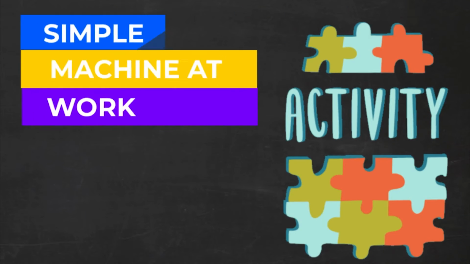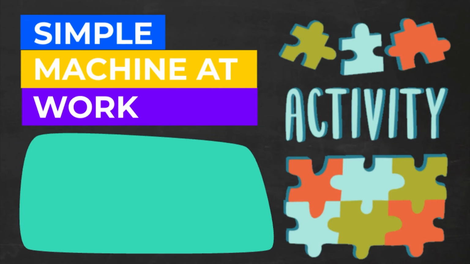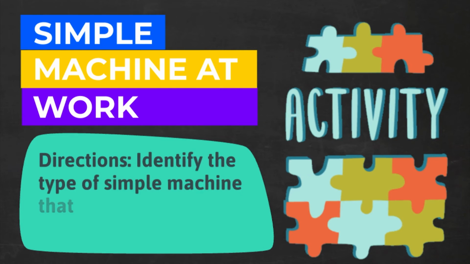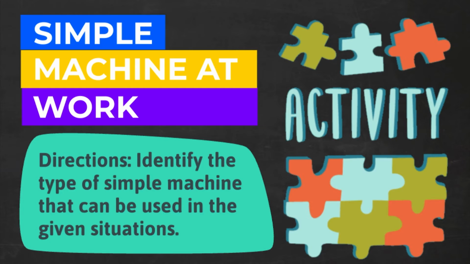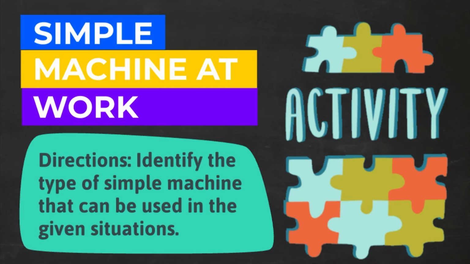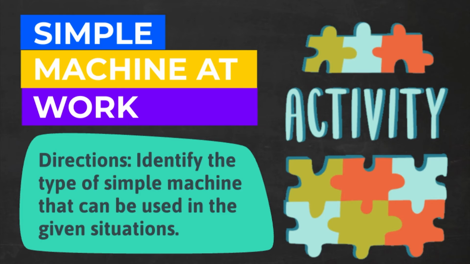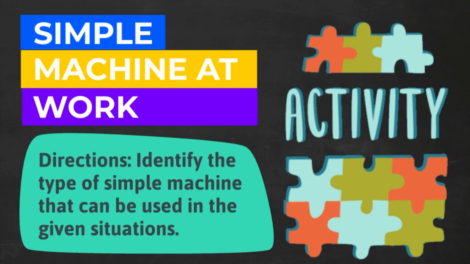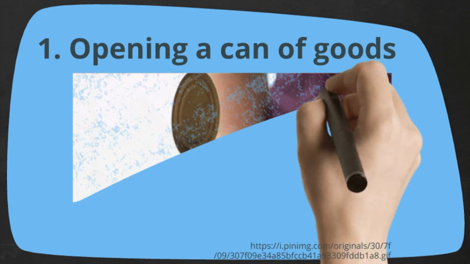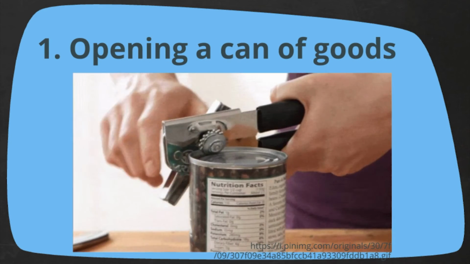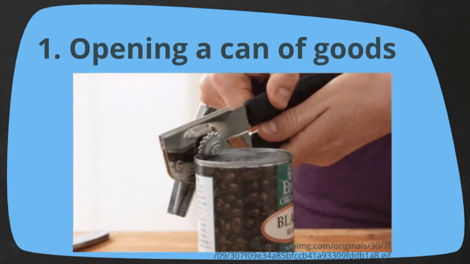Now that we know what a simple machine is, the 6 types of simple machine and their examples, let's have our first activity, simple machine at work. Directions: identify the type of simple machine that can be used in the given situations. One. Opening a can of goods.